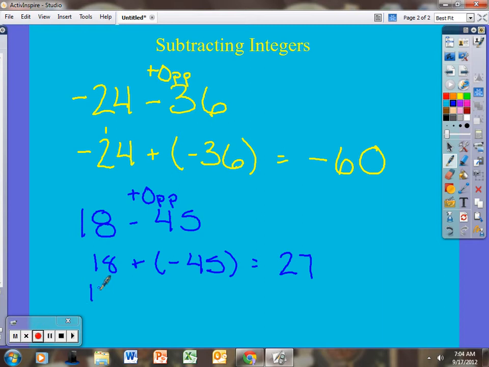Remember the absolute value of 18. How far 18 is away from 0 is 18. Absolute value of negative 45. How far is negative 45 away from 0? It is 45 away. That is greater. It means that answer, whatever that number started with, it was a negative, so my answer is a negative.